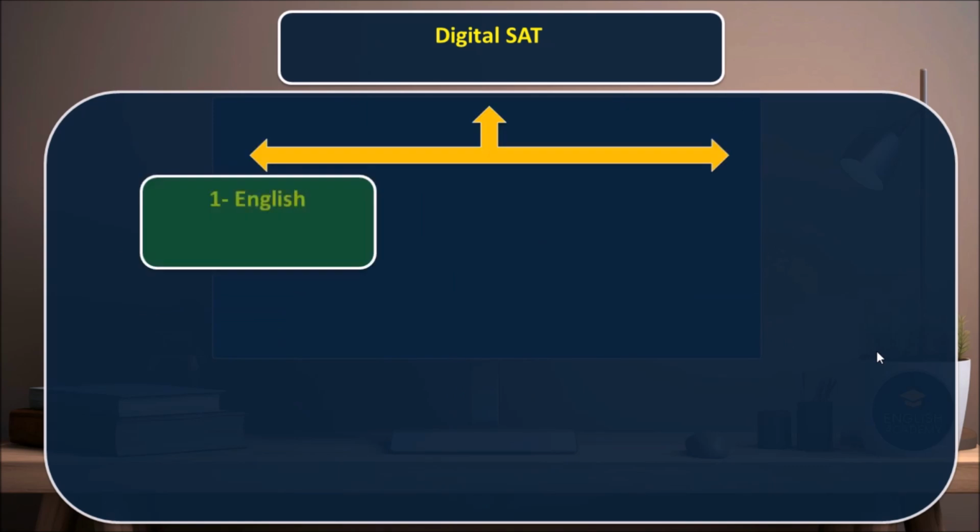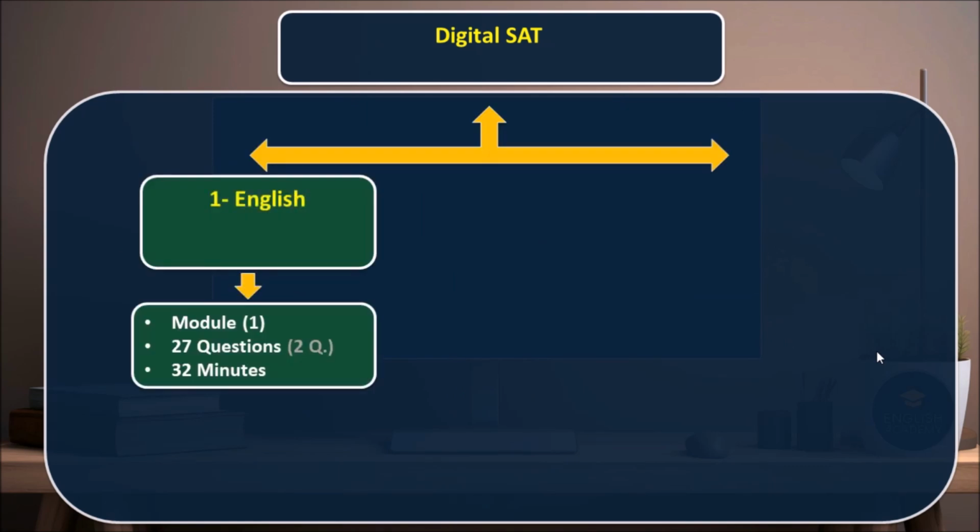As we said, the Digital SAT has 2 sections. Section number 1 is English. It has 2 modules. Module number 1 is the same for every student. It has 27 questions in 32 minutes. 2 questions are experimental. They will not add up to the score of the module, and no student will be able to recognize these questions.